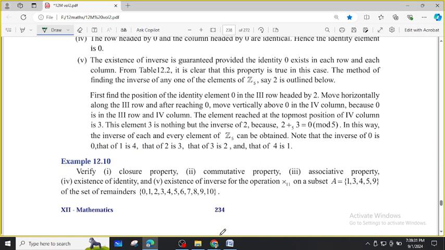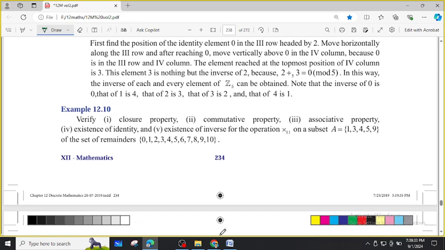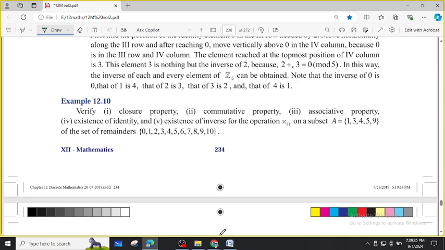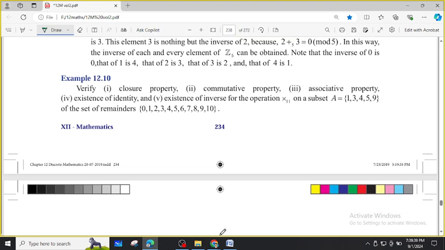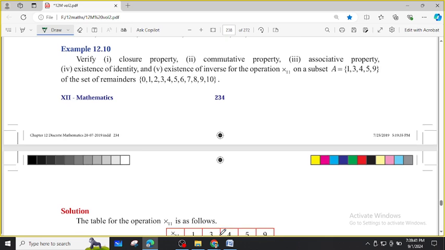Example 10. Now we are talking about verifying multiplicative modulo 11. Multiplicative modulo 11 means we get values only up to 10. If you take any value above 11, it becomes the remainder; you take only the remainder after dividing by 11. Multiples of 11 are all 0.